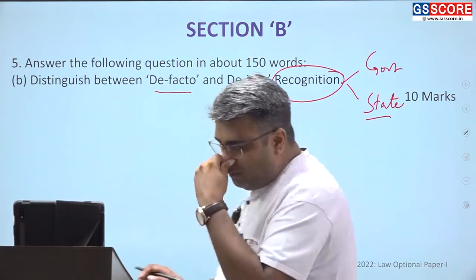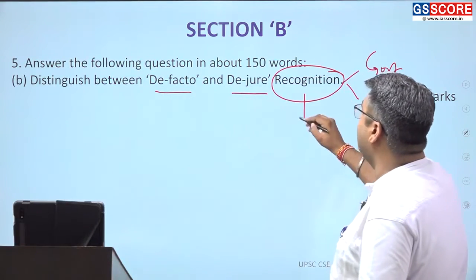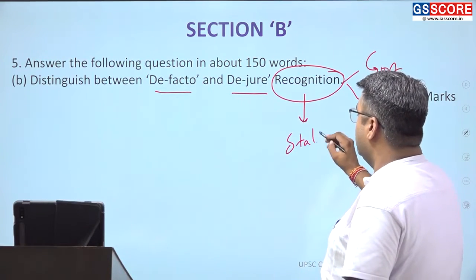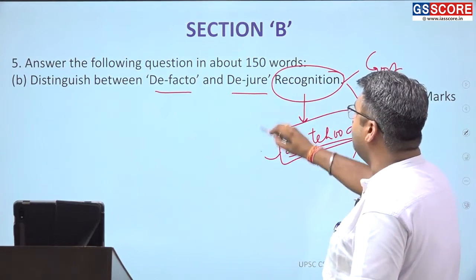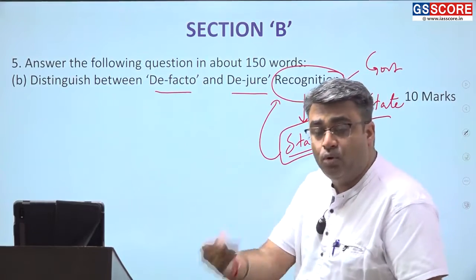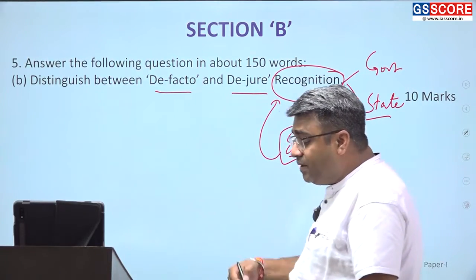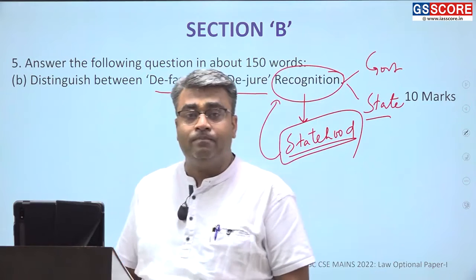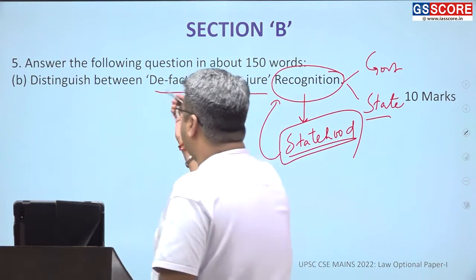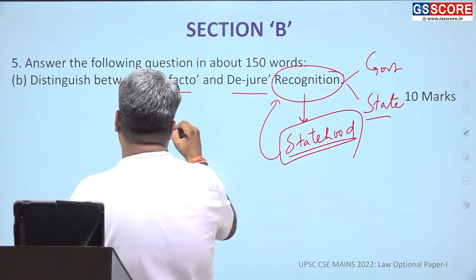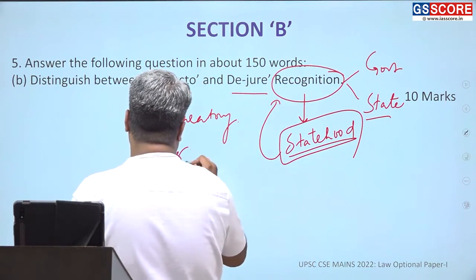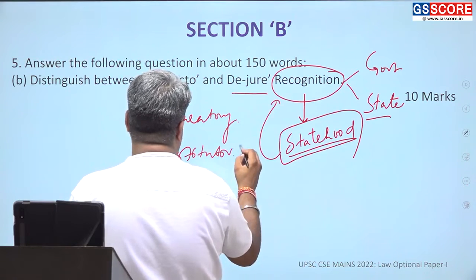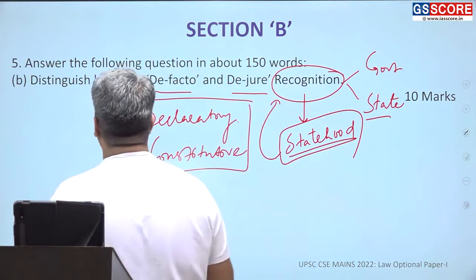For this recognition, we should first have an understanding about the elements of statehood. So you first start by mentioning the elements of statehood, then come to the importance of recognition, why recognition is important, and then how recognition is being given. Okay, and you can also mention two kinds of theories as well. One is the declaratory theory, the other one is the constitutive theory. There are two theories about this recognition.